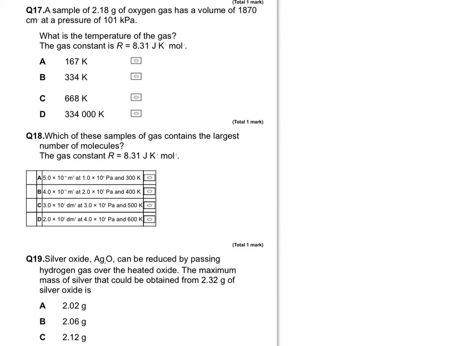A sample of 2.18 grams of oxygen gas has a volume of 1,870 centimetres cubed at a pressure of 101 kilopascals. What is the temperature of the gas? So we've got to start by working out the moles of oxygen. So we're going to do mass over MR. Don't forget, oxygen is diatomic, so it's going to have an MR of 32.